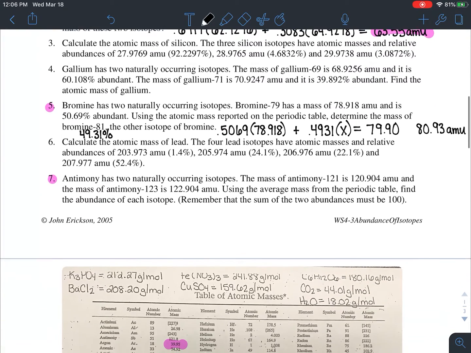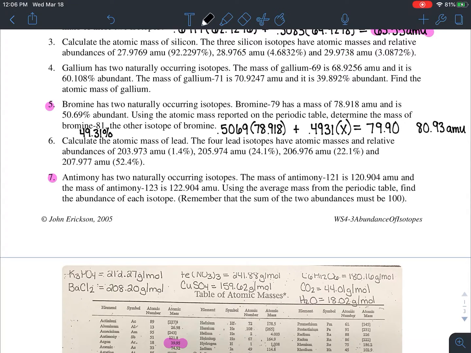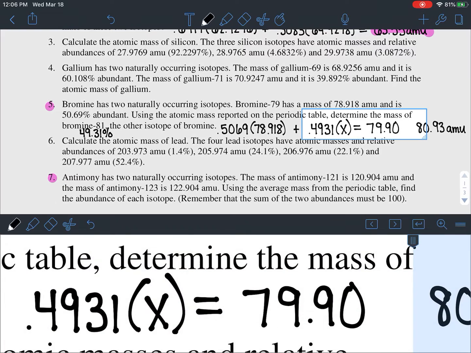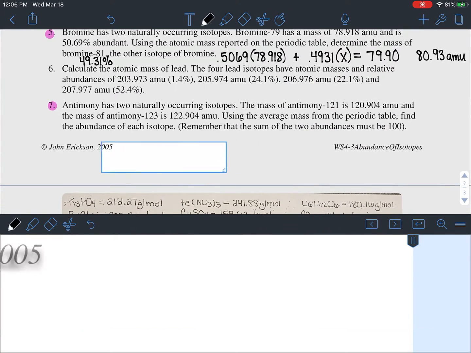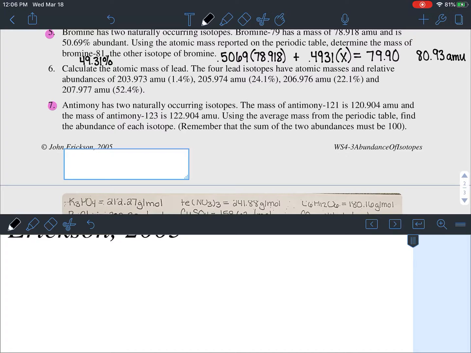Okay, last question. This one was a little bit more involved because it actually involves 2 unknowns. We do not know in question 7 the relative abundance of either isotope. So again, your math teachers helped you a ton in the past by teaching you some of these basic skills. Now chemistry is just going to reinforce that for you guys. So the mass of antimony 121 is 120.904. So I'm going to start by writing that. 120.904.